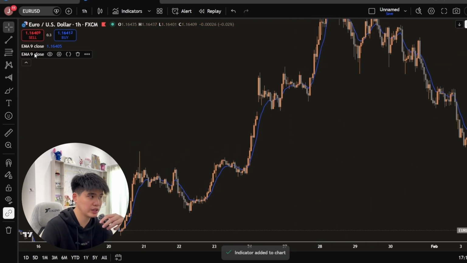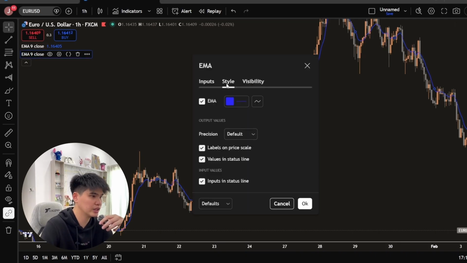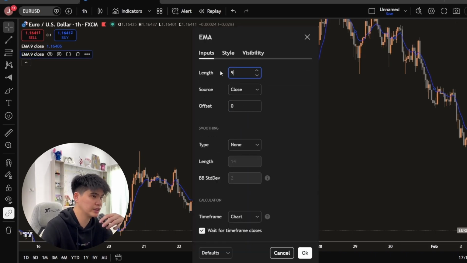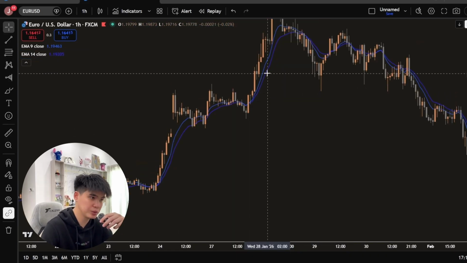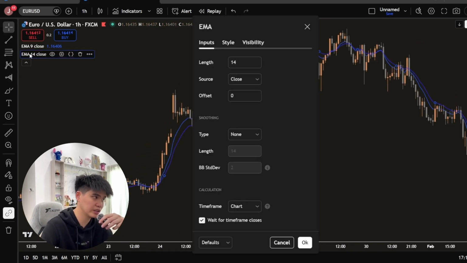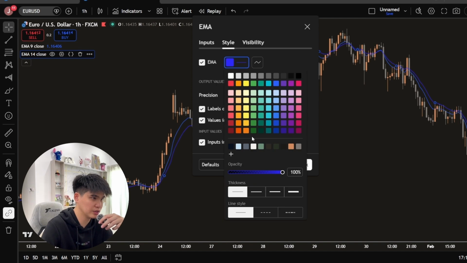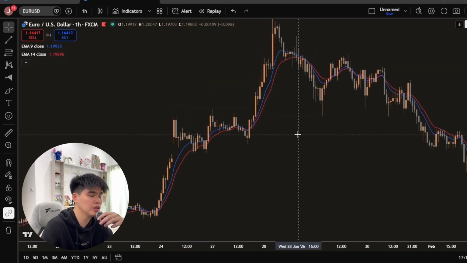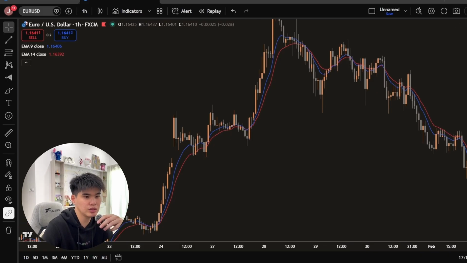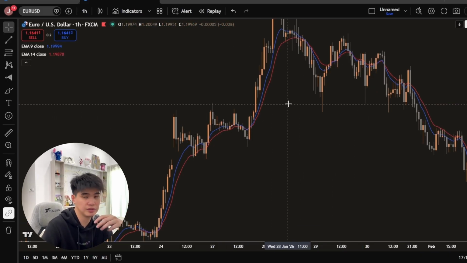All right, how do you edit it? Just double click on it, go into inputs, and there's a length field here. Just change it to 14. And for easy viewing, change the other line to another color, right? So I'll give it a red, for example. All right, so you now have your red and blue lines representing your moving averages for 9 and 14.